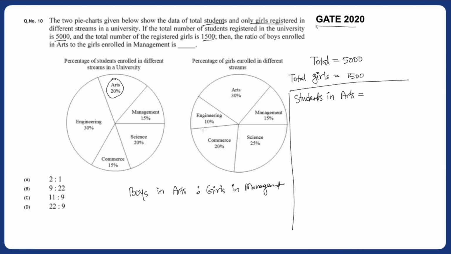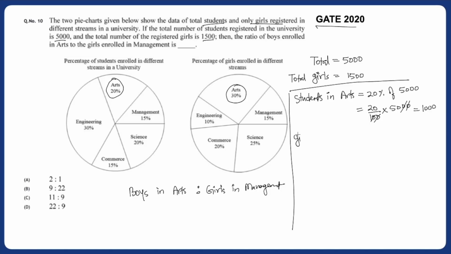The number of students in arts is 20% of total students, right? So that is 20% of 5,000, the total students. That will be calculated as 20 upon 100 into 5,000. If you solve this, you are going to get 1,000. So that's the number of students in arts. Now these students include boys also and girls also. So how to find out boys, because we just need boys in arts? We have to find out the number of girls in arts.